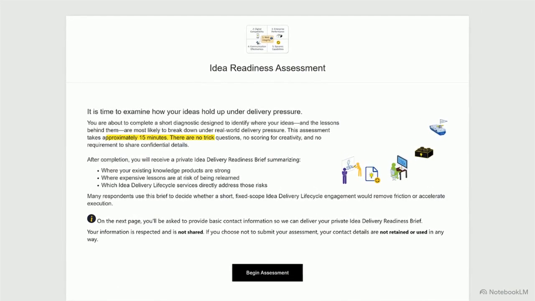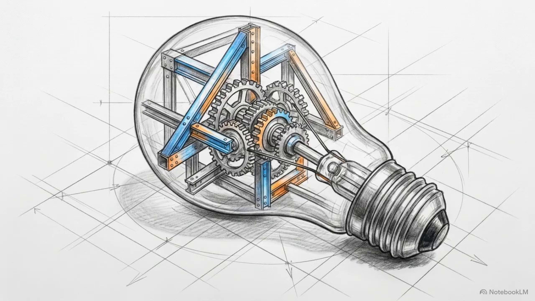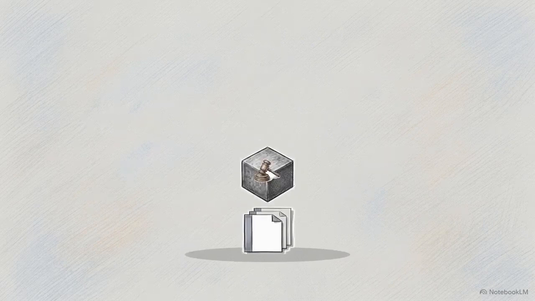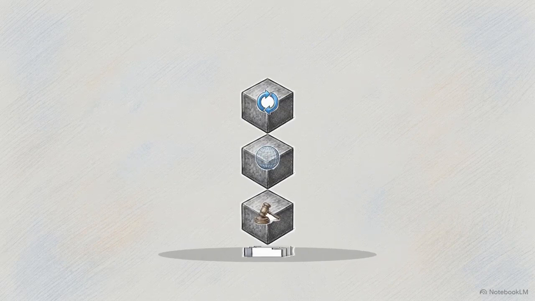It's a 15-minute diagnostic, and right up front, the text establishes the rules. There are no trick questions, and there is no scoring for creativity. It does not evaluate how good your idea is. It is strictly measuring whether your concept has the structural preparedness to survive real-world execution. The diagnostic tests if your current presentation can handle enterprise governance, changing web standards, and heavy reuse by other people.